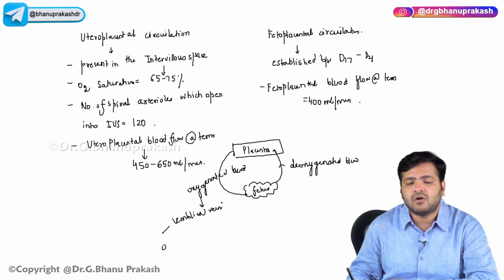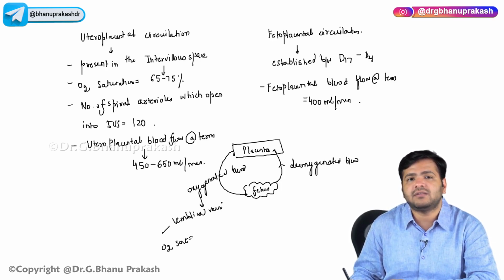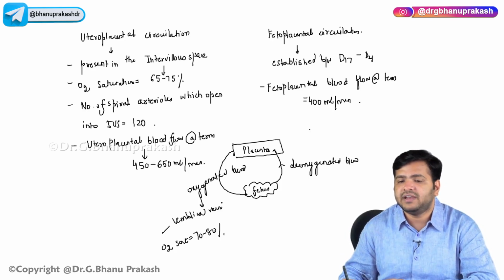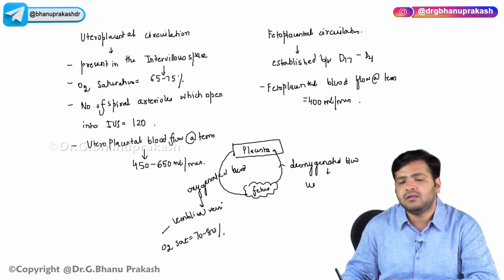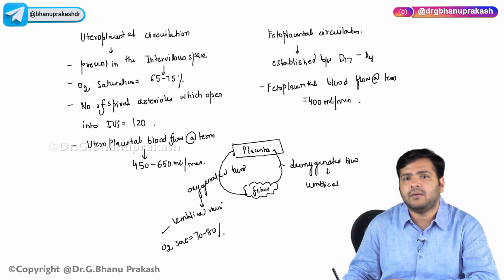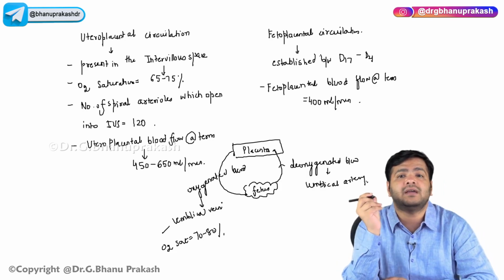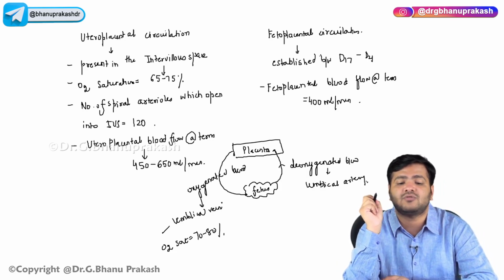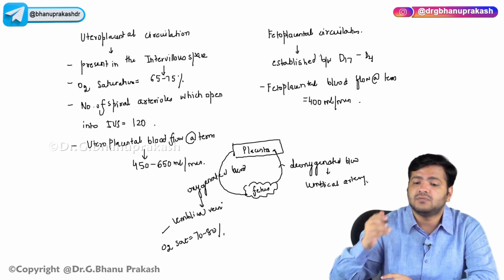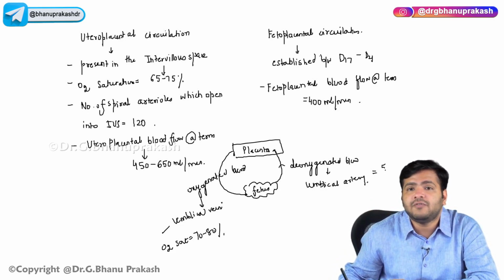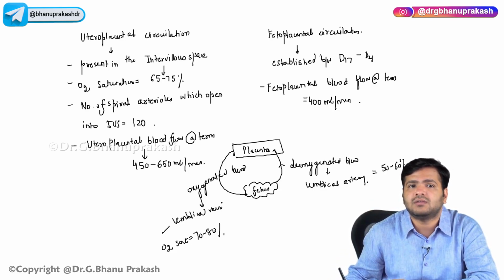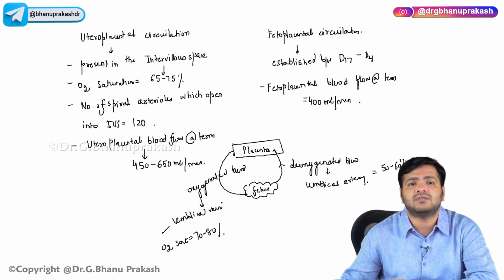And what is the oxygen saturation of the umbilical vein? It is like 70 to 80%. And deoxygenated blood is coming via the umbilical artery. The oxygen saturation of the umbilical artery is less than that of the umbilical vein, around 50 to 60% only.